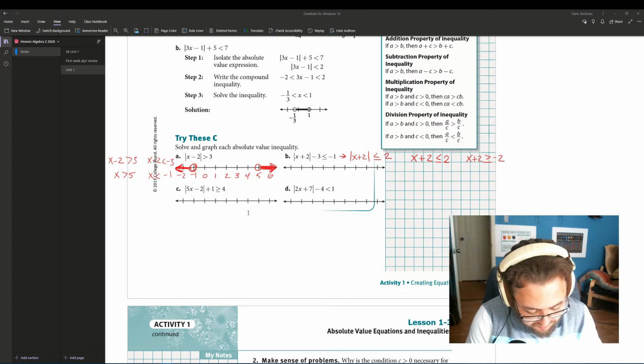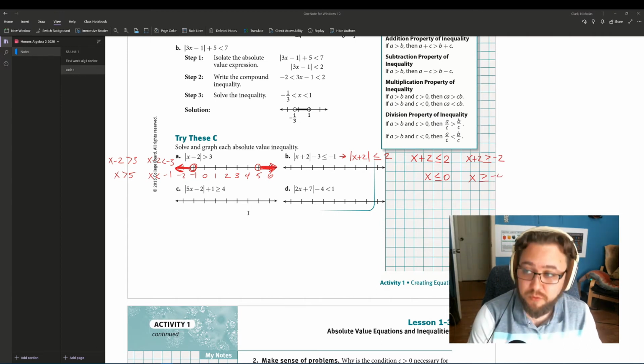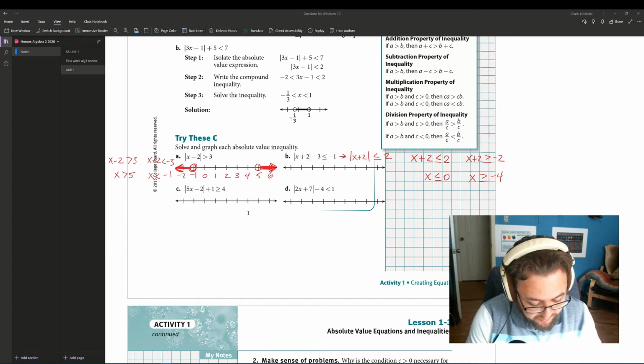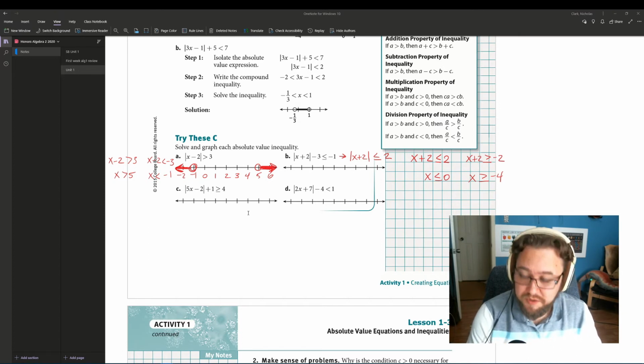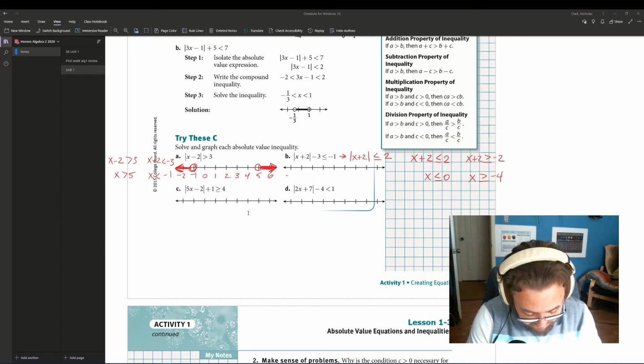Same kind of situation. I'm going to subtract 2 from both sides, and I get that X is less than or equal to 0, and X is greater than or equal to negative 4. All right, so we can go ahead and put that on our number line. I'm going to start down here. So we'll say it's negative 5, negative 4, negative 3, negative 2, negative 1, 0, 1, 2, 3.